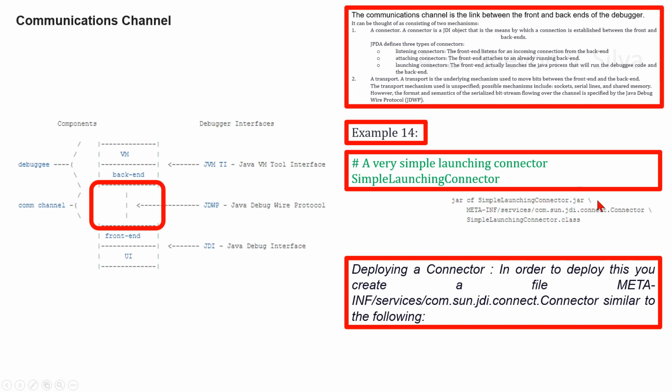The service configuration file must be included in the jar file and is named META-INF/services/com.sun.jdi.connect.Connector. The file simply lists the fully qualified class names of the connectors included in the jar file. Multiple connector implementations may be included in the same jar file, and in that case, the class name for each connector is listed on a separate line.